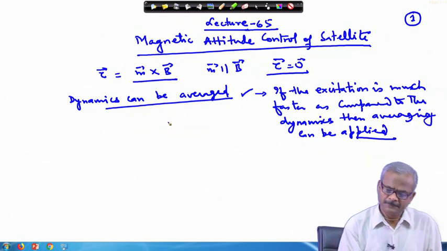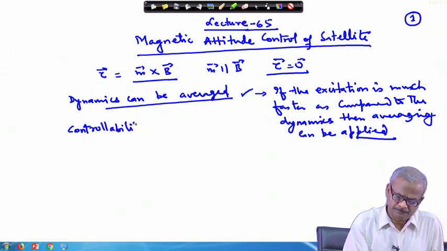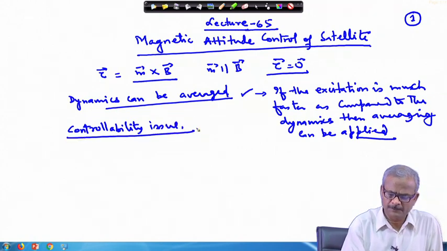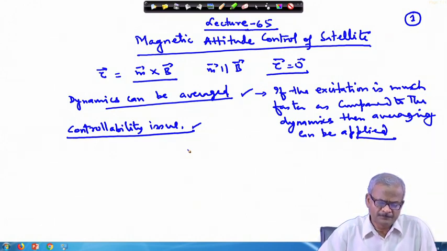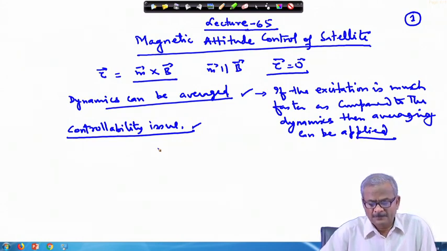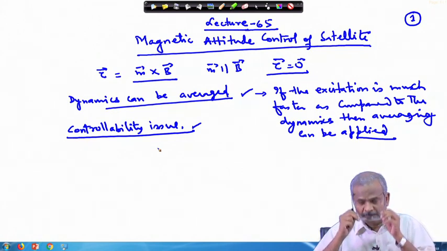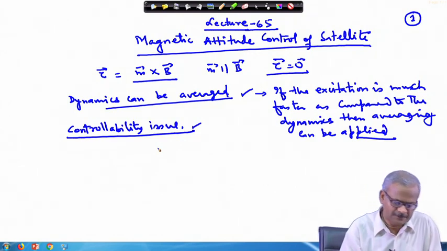Then we also looked into the controllability issue. As you know from basic control systems, if the system is not controllable, there is no question of proving its stability. You want to drive the system straight to the origin. If you apply a control and your system may be unstable, and if all these states can be affected through your control, only then you will say that the system is controllable. This is in very rough language. So, now we look into the controllability issue as we were discussing last time.